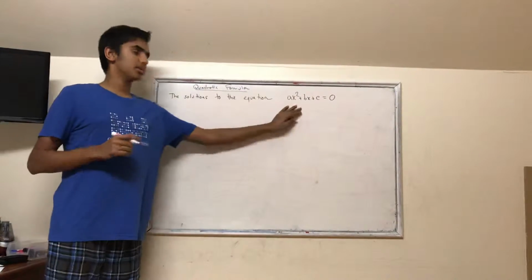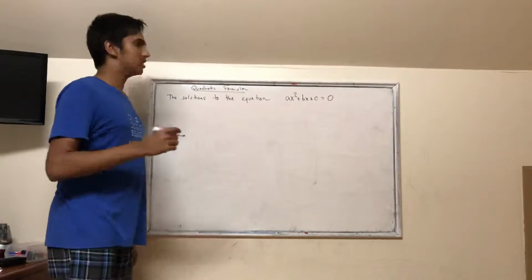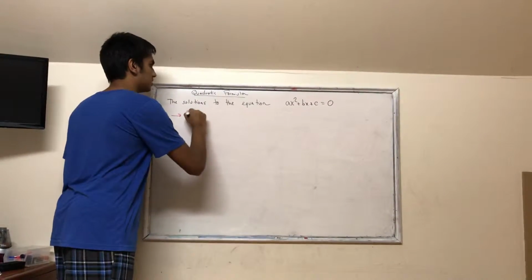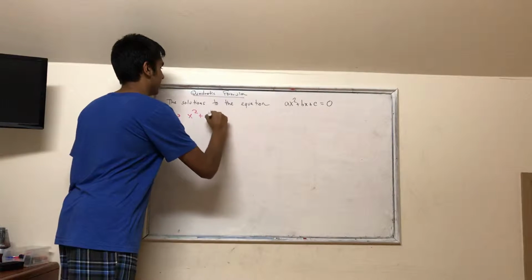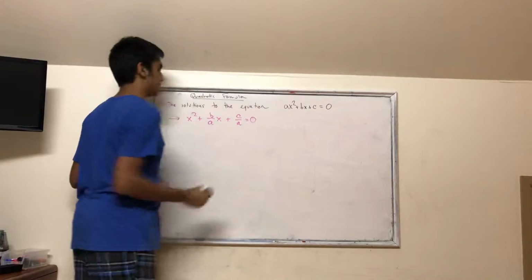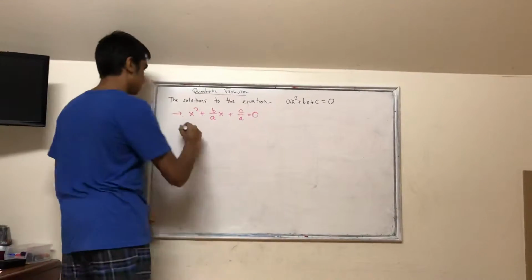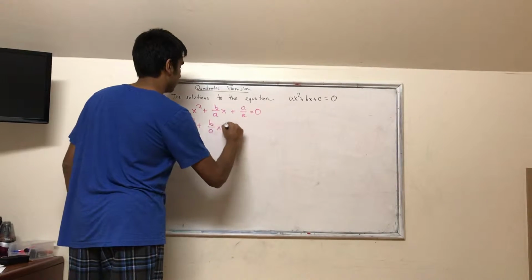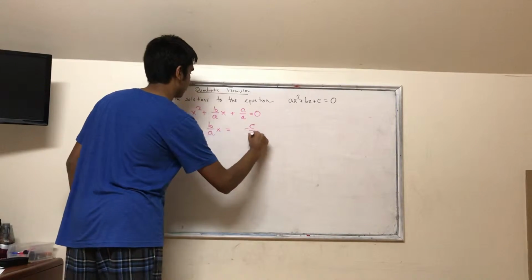So we're going to take this and we're going to start completing the square. First we divide everything by a. So we get the equation x squared plus b over a x plus c over a equals 0. From that we subtract constant terms. So we get x squared plus b over a x equals negative c over a.